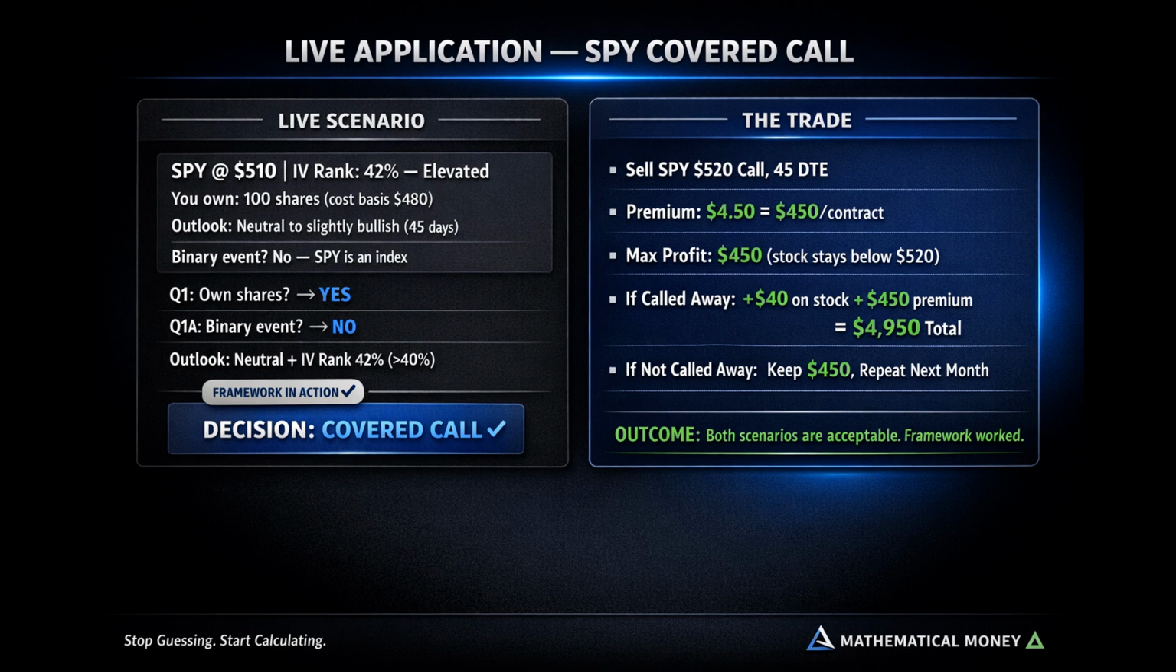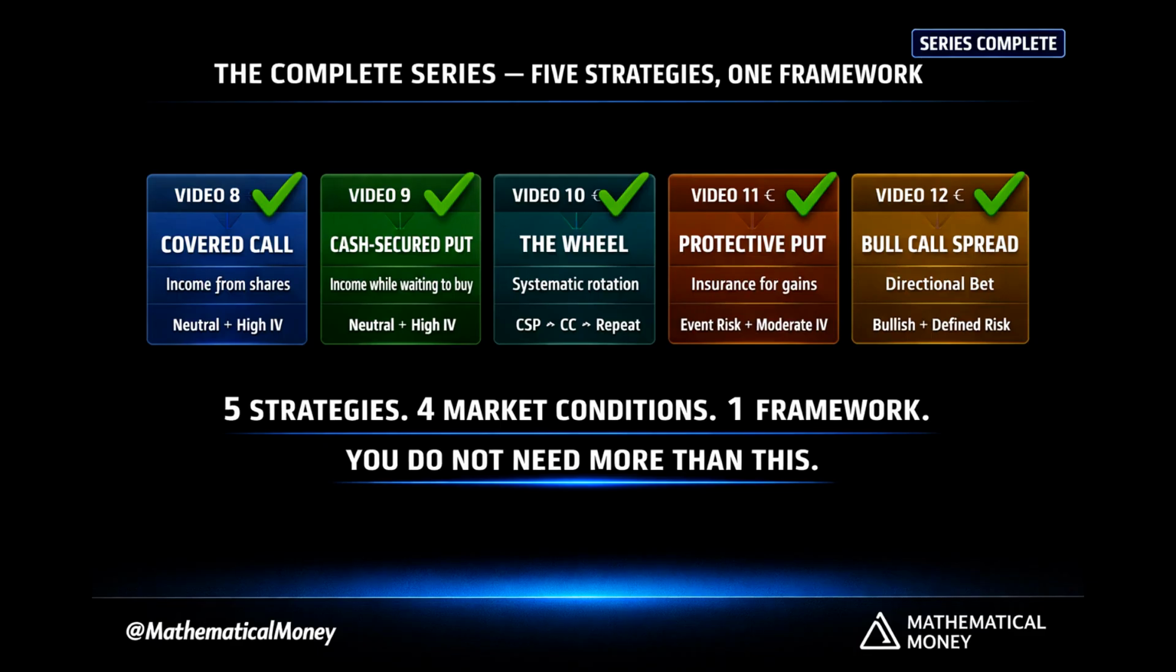You sell the SPY 520 call, 45 days to expiry, for $4.50. $450 of income. If SPY stays below 520 at expiry, you keep the premium and repeat. If SPY rises above 520, you are called away at 520, a $40 gain per share on the position plus the $450 premium. Both outcomes are acceptable. This is the framework in practice. Systematic, repeatable, condition-matched. Here is the complete series in one view.